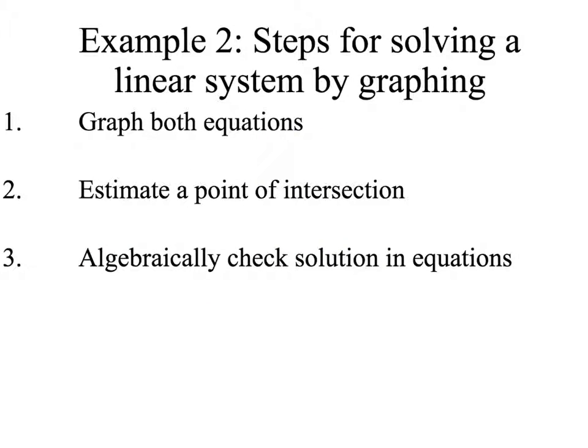So now we're looking at the steps for solving a linear system by graphing, and there's 3 steps. You need to graph both equations. In order to graph both equations, you must have your equation in slope-intercept or y equals mx plus b format. Then you're going to estimate a point of intersection where the lines cross, get your ordered pair, and then check the solutions. Sounds pretty easy with 3 steps, and it's not too bad once we remember how to graph.